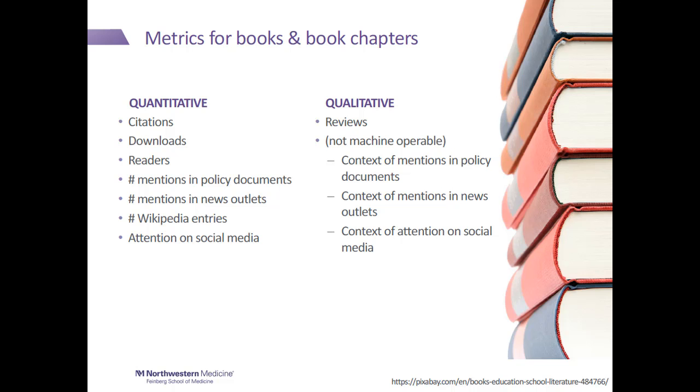So typically when we think about metrics for books and book chapters, we see some of the usual suspects: citations, downloads, the number of people who are reading it. When we see some really terrific resources that exist now in our community, we begin to see things like the number of mentions in policy documents. That helps us get a better understanding of how knowledge is being used and applied and guiding decision making, where it's showing up in the news, Wikipedia, attention on social metrics. All of those are quantitative.